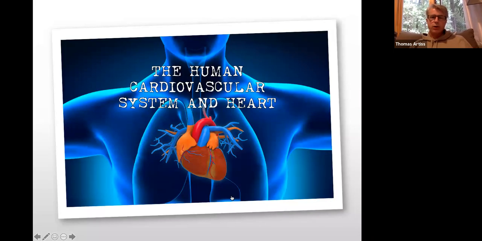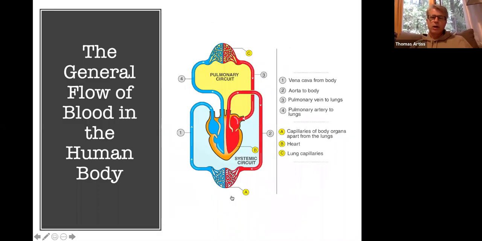So let's focus a little bit on the human cardiovascular system and the heart. I alluded to this a minute ago, but again, our heart basically pumps blood in one of two places. It either pumps blood to the lungs in order to get rid of carbon dioxide it's collected from the body and pick up oxygen and then bring it back to the heart, or it's now pumping oxygenated blood around the body and collecting carbon dioxide and returning deoxygenated blood back to the heart.